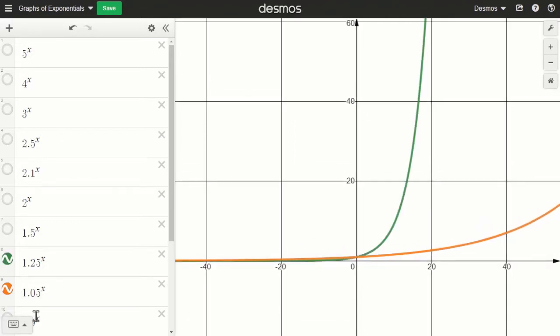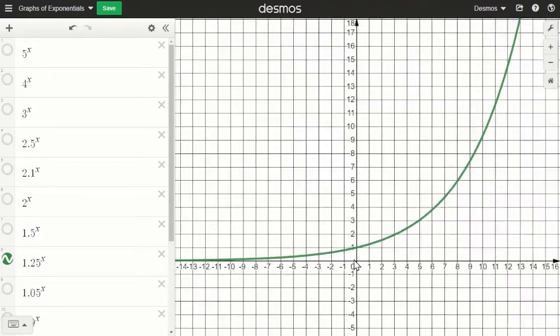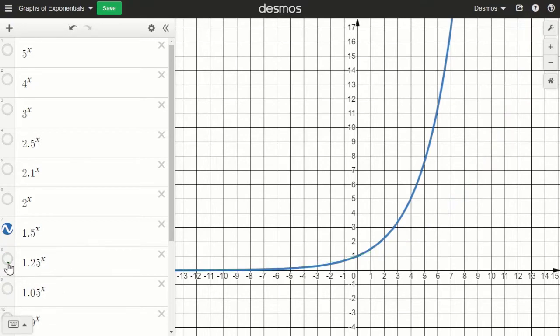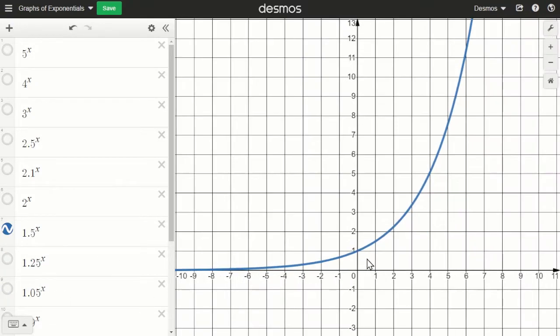And then we moved on to 1.25 to the x. Now I can turn off the yellow curve, and the green curve makes the story even more trivial. The graph is again in the same shape, a curve rising from the left to the right, and the curve stays completely above the x-axis. And then I'm going to show 1.5 to the x. Now I can turn off the green curve. For 1.5 to the x, the curve again has that exact fundamental shape, and the curve stays completely above the x-axis.